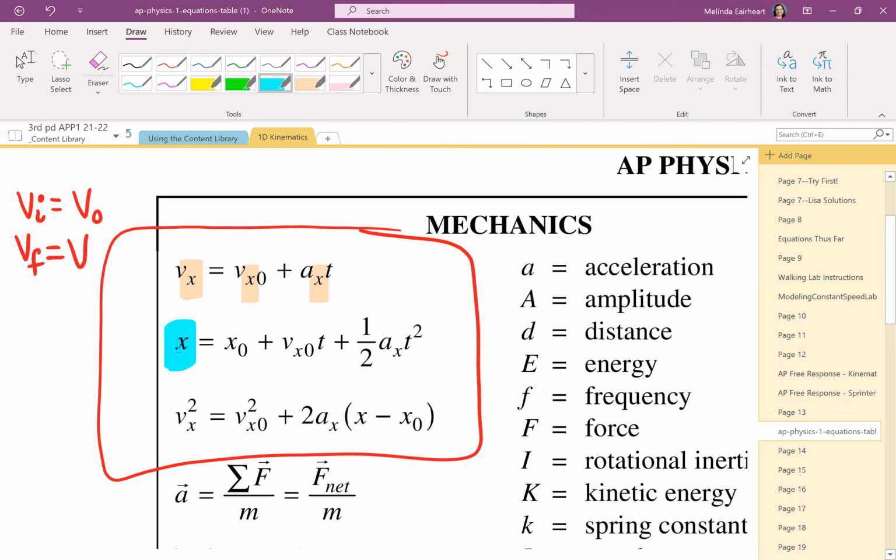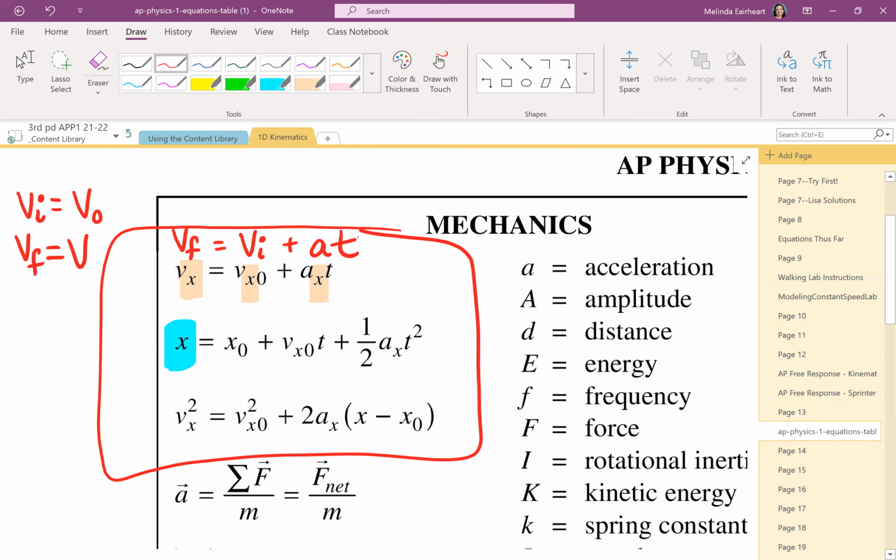And so that's 2-dimensional, and this little subscript X is just their way of saying you got to have it all in the same dimension when you use these equations. So for right now, ignore the X subscripts, okay? Just ignore them. We don't need them. And so that first one is our VF equals VI plus AT, and so on, okay?